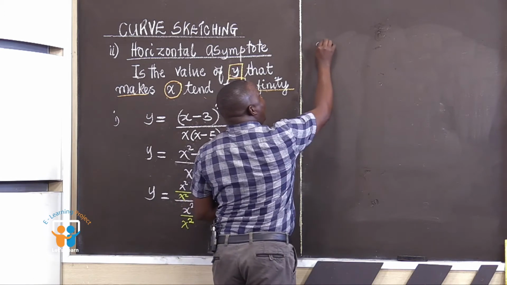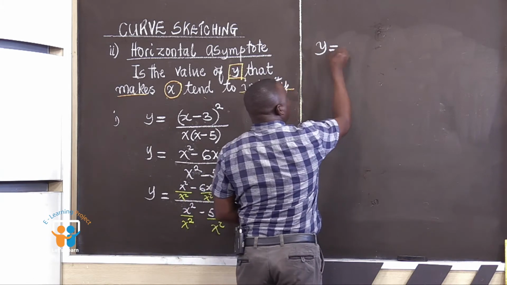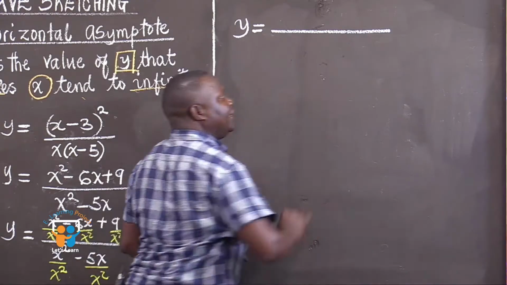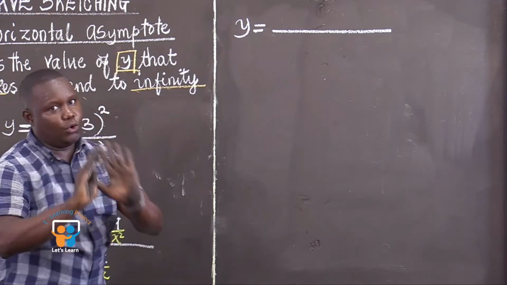Let's go together. y equals what? I told you our division sign must be beautifully drawn. And you know what to do there. I won't mention anything else.